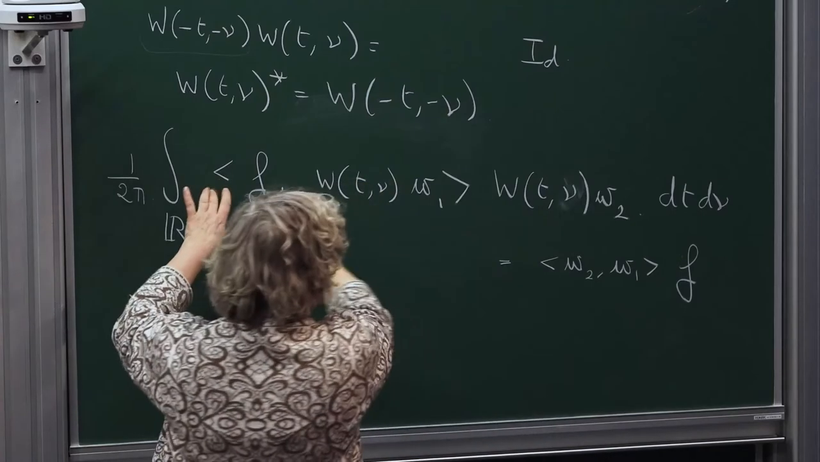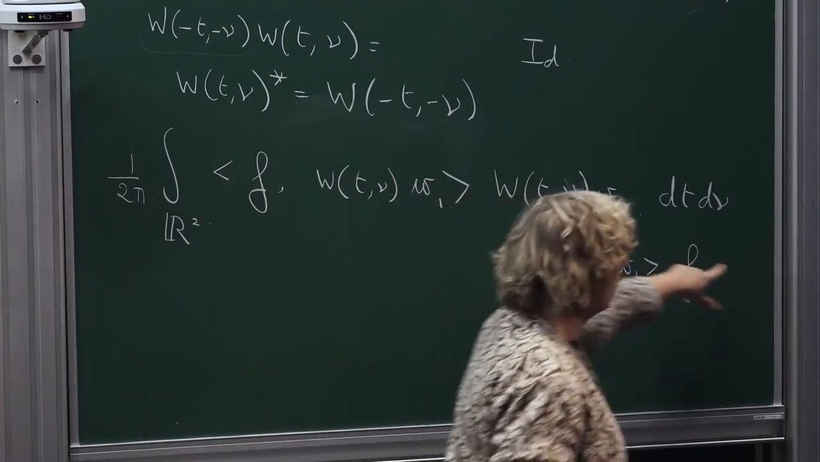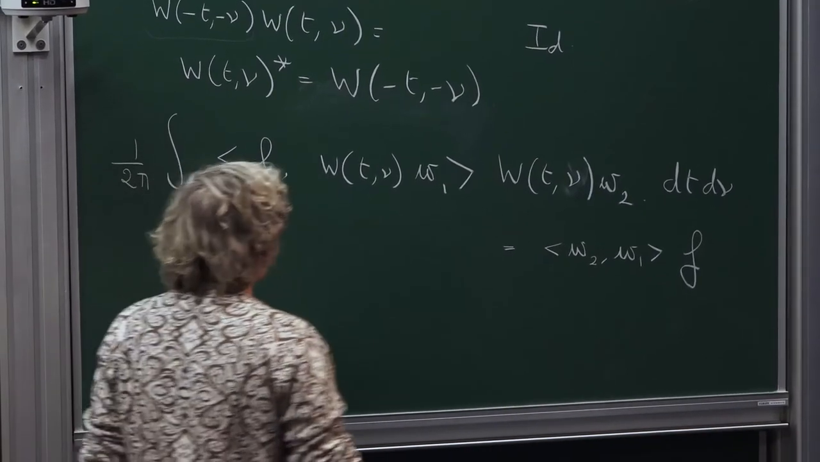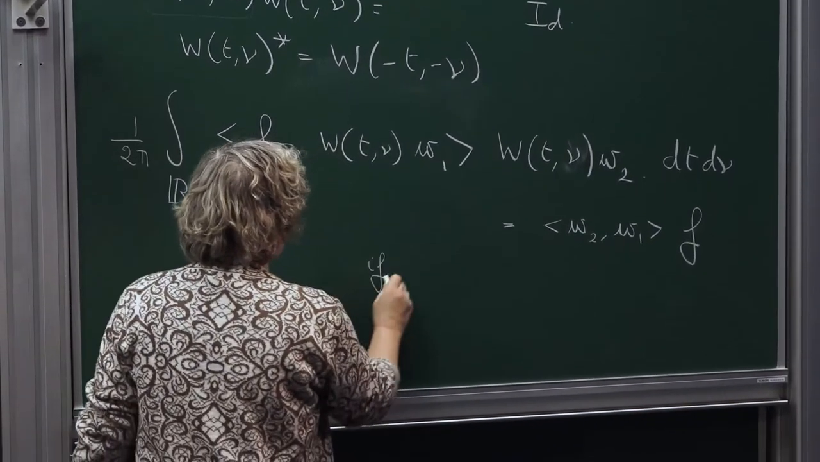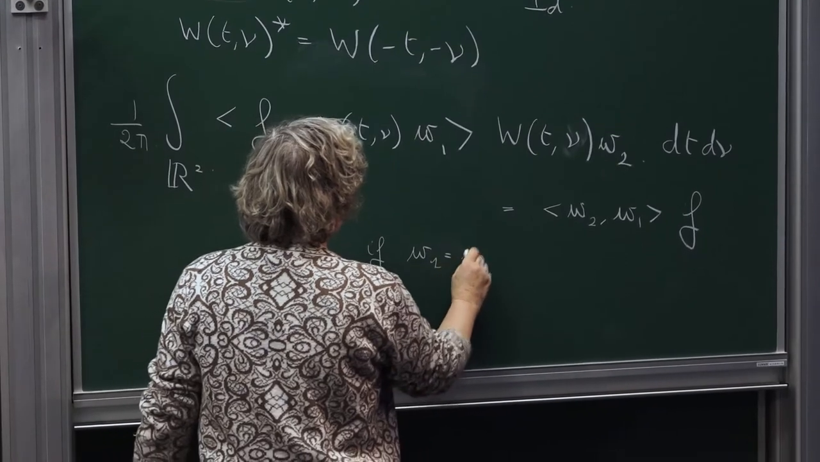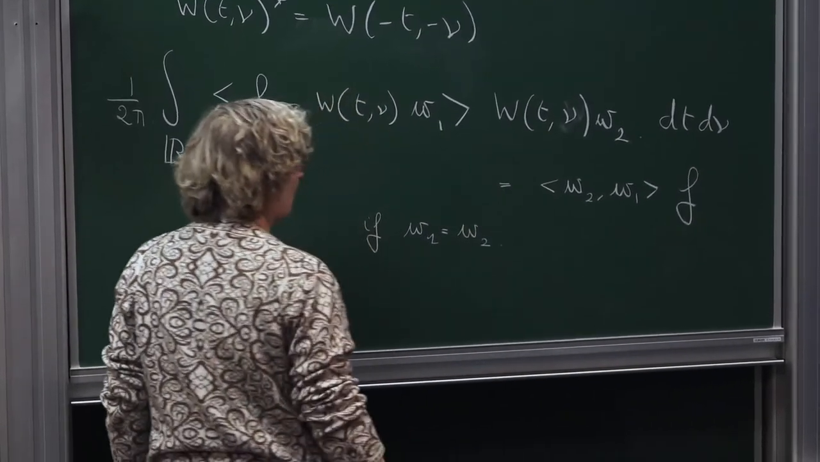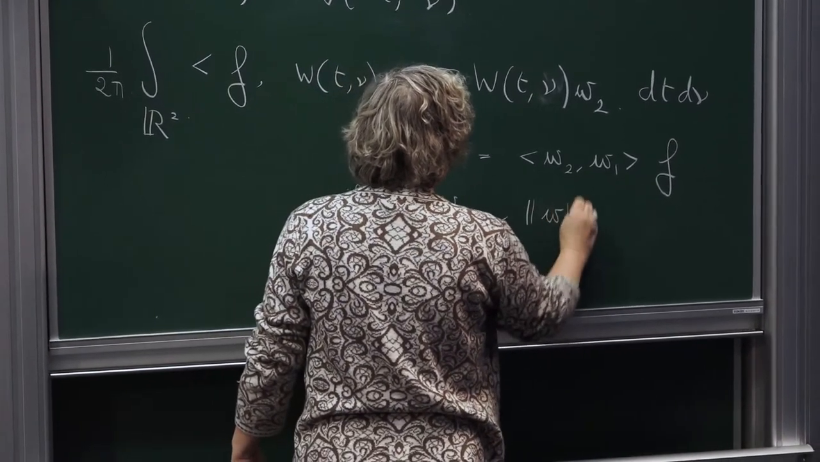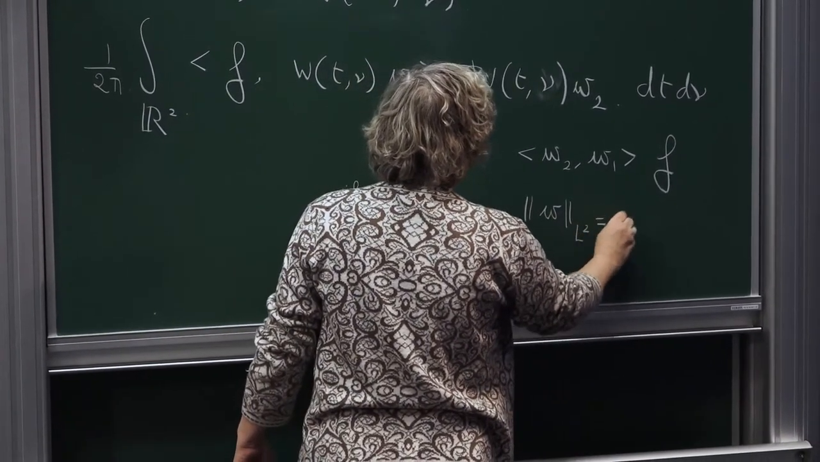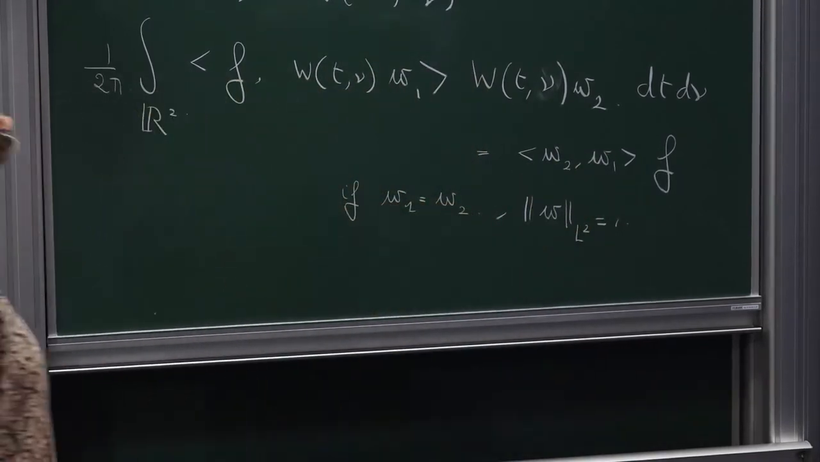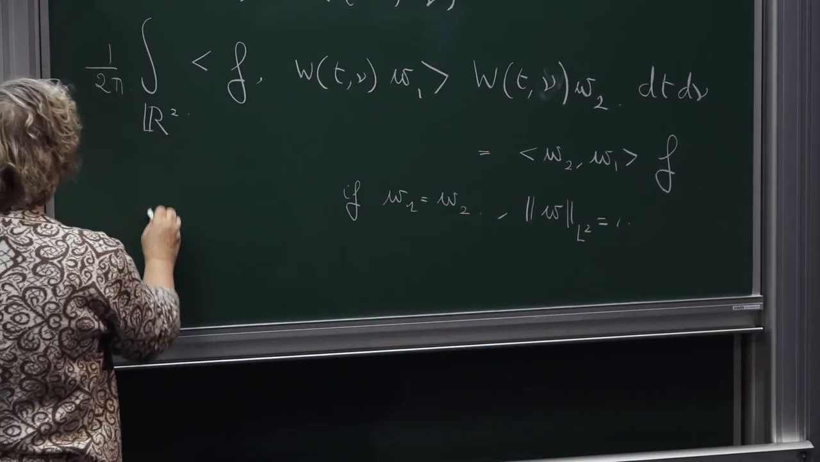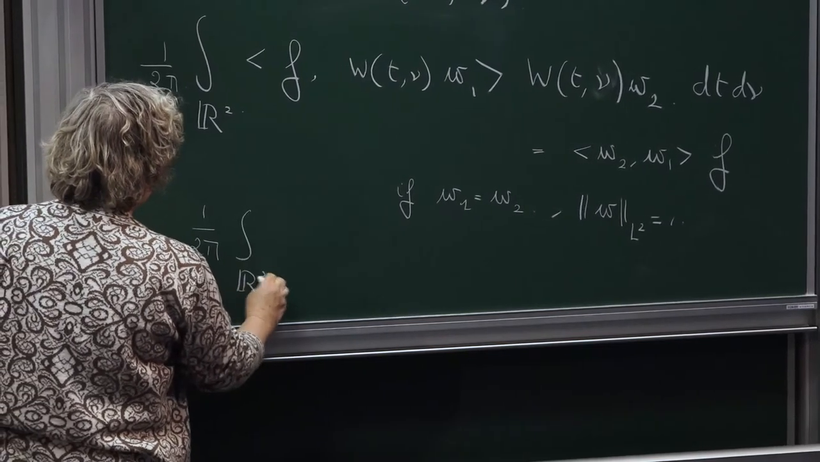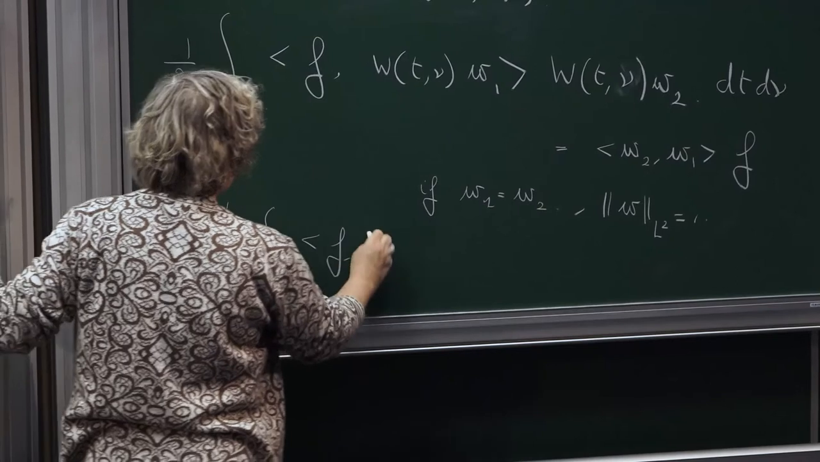And so if I take an inner product of the left side with g, I get the inner product of f with g. In particular, if the two windows are the same, which is the case that interests us the most, and if the window is normalized in L2, then we get the identity operator. And so, because that is something we'll use quite a bit, let me write it specially.